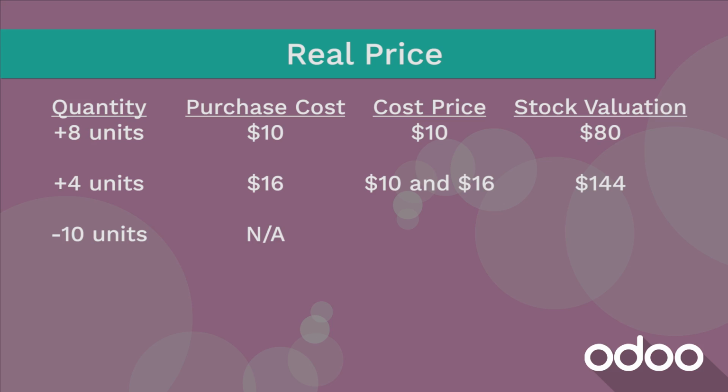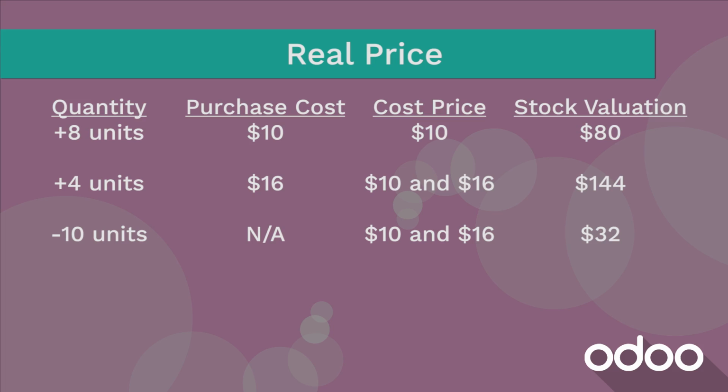Now when we deliver 10 units, if we are using the FIFO removal strategy, our stock value will be reduced by 8 units at $10 each, and 2 units at $16 each. So, stock value and quantity are reduced by $112 and 10 units, respectively, bringing the new stock value to $32 for the remaining 2 units, the same as the actual purchase cost.